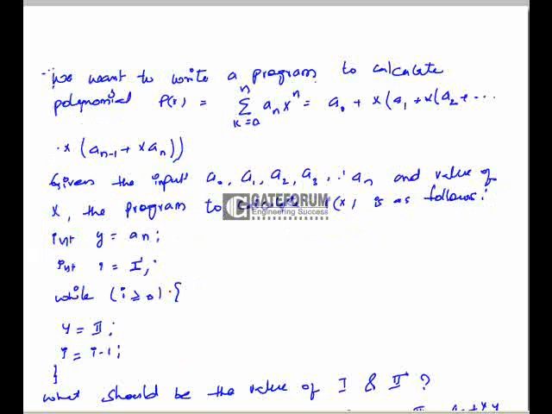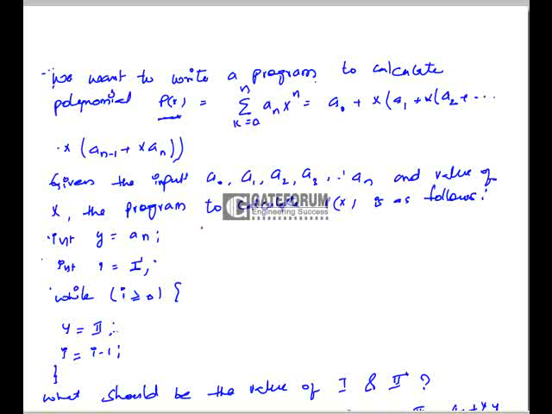In this question, a program to calculate the polynomial p of x is given, and in this program two terms are missing, and we have to identify those two missing terms. If you see the program here, int y is equal to a n, int i is equal to, this is a missing term we have to find, and while i is greater than or equal to 0, we are assigning y is equal to, this is another missing term, and we are decrementing i. Here we are using variable i for counting purposes.